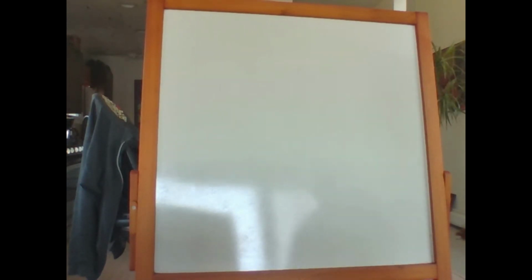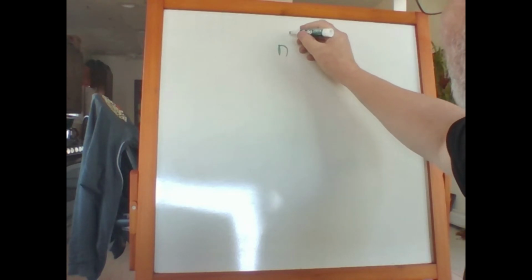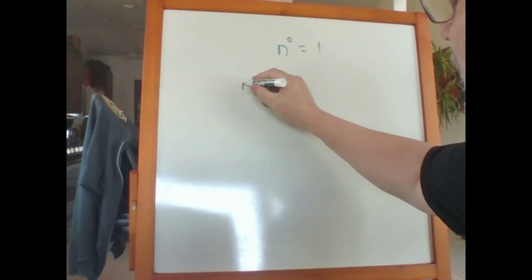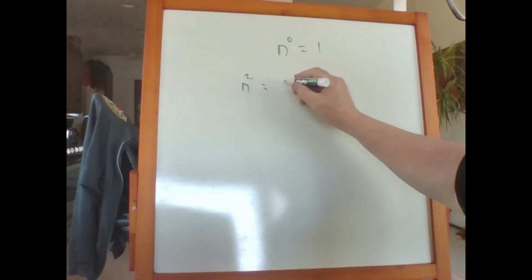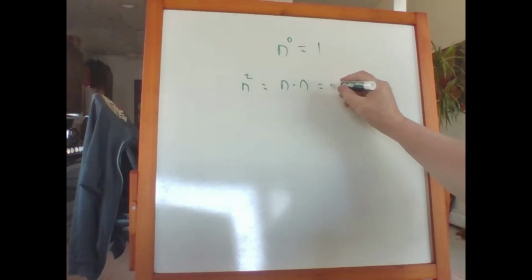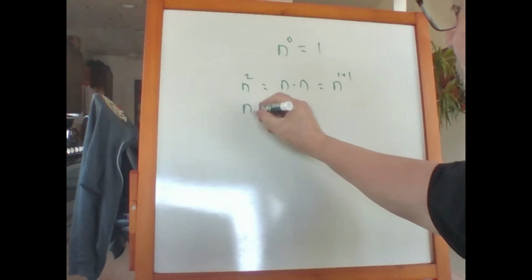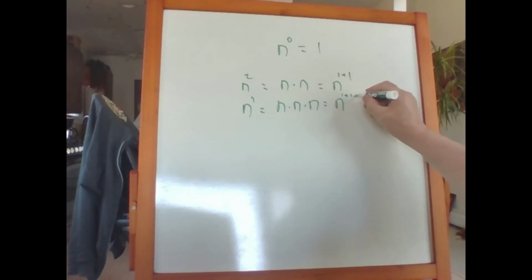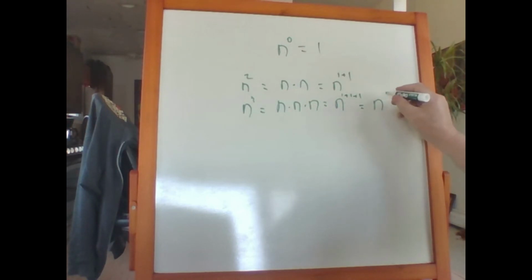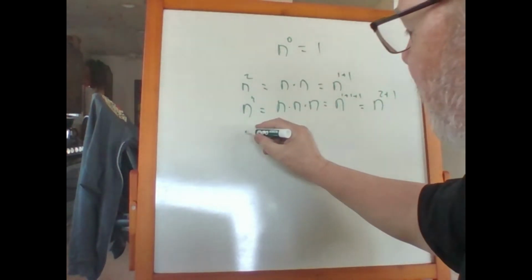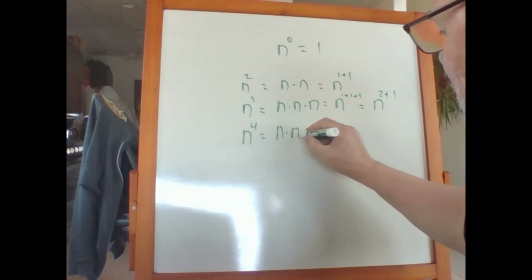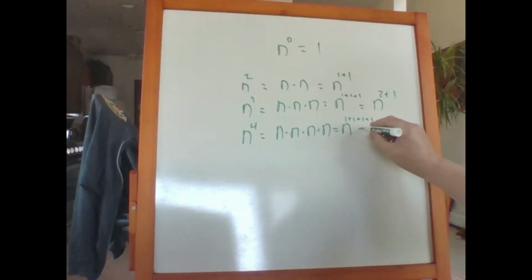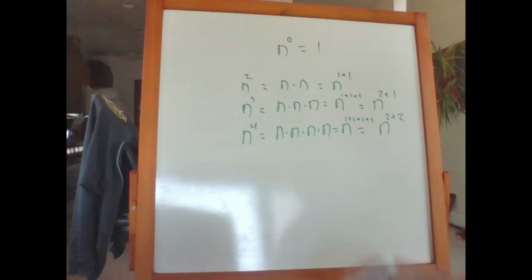One thing though, I forgot to show in the exponent segment of my presentations earlier. My daughter just asked me the other day, why is some number raised to the zeroth power equal to 1? Well, we know that any number n raised to some power, n squared, for example, is equal to n times n, or it's equal to n to the 1 plus 1. N to the third is equal to n times n times n, which is equal to n to the 1 plus 1 plus 1. Or you could say it's equal to n to the 2 plus 1, okay? N to the fourth is equal to n times n times n times n, which is equal to n to the 1 plus 1 plus 1 plus 1. Or it could be equal to n to the 2 plus 2. Well, what is n?